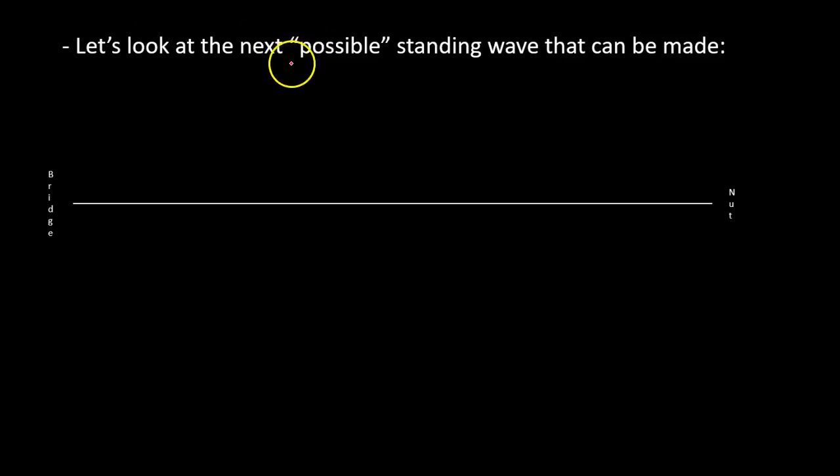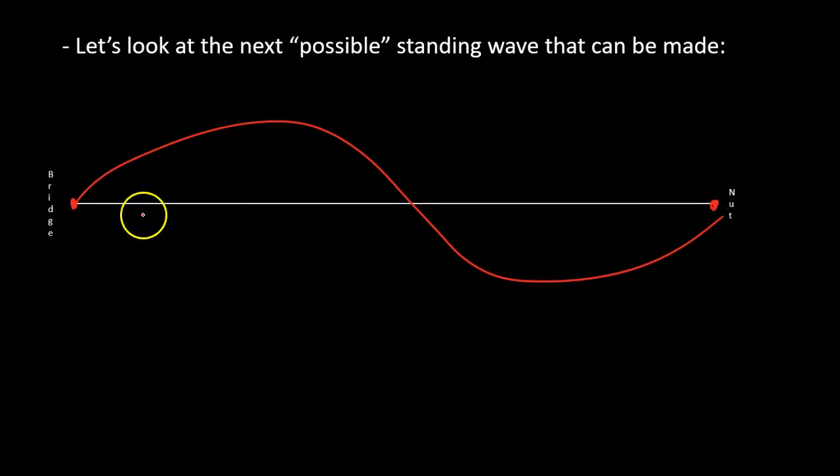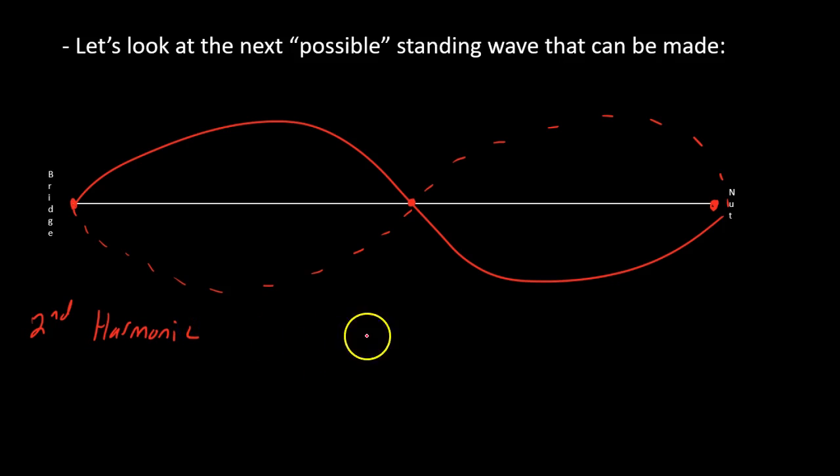Let's try and draw the next possible standing wave. Remember, I have to start at a node and I have to end at a node. What's the next possible diagram? I could do this. Please excuse my poor drawing. That's the next possible. This first half, that was the fundamental. There's another node. The next possible diagram is the next possible time I hit a node. So this standing wave is called the second harmonic, or the second harmonic frequency.